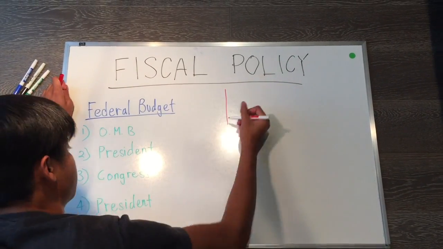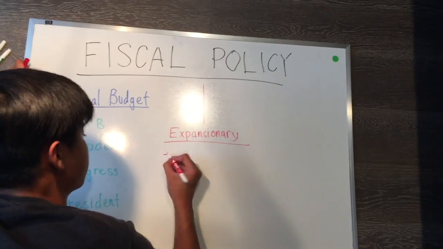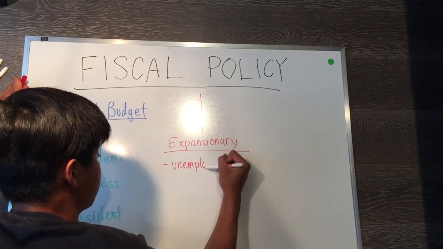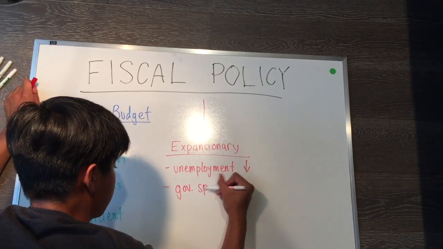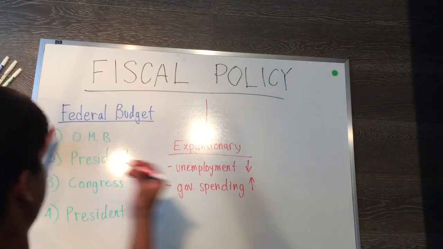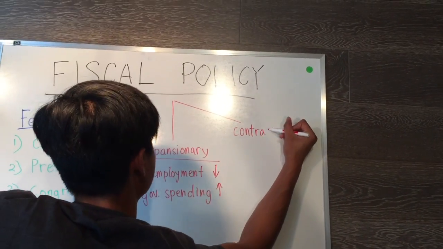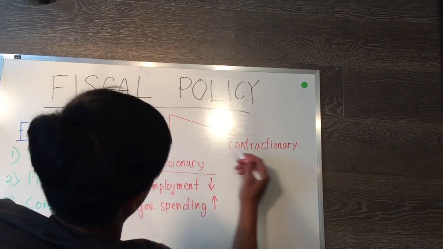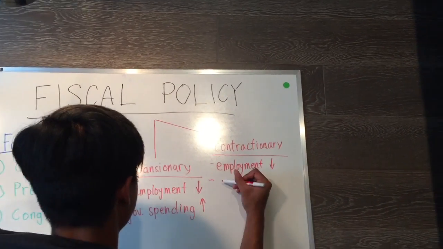The next thing we learned is that there are 2 types of fiscal policies. You have expansionary and contractionary. Expansionary is where the government increases spending and cuts taxes in order to grow the economy. Contractionary is where the government decreases its spending and increases taxes in order to slow the growth of the economy.